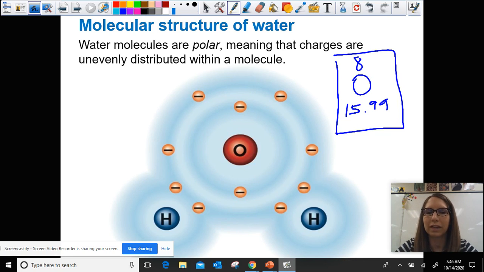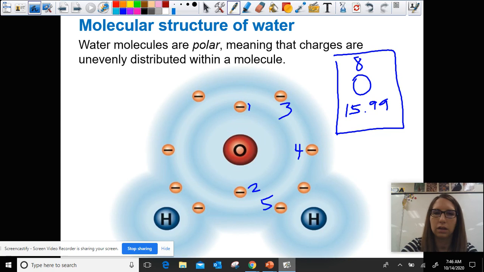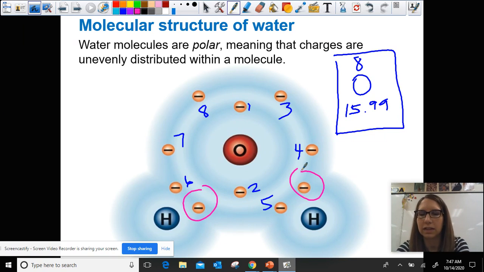If we count the electrons that actually belong to oxygen, if there are 8 total, we know that we can fit 2 in the first energy level, so here's 1 and 2, and then the remaining 6 have to fit in the second energy level. So here's 1, 2, 3, 4, 5, and 6 to get to my 8 total. The ones I'm obviously leaving out are these two right here, because I'm assuming in this case that those actually belong to hydrogen.